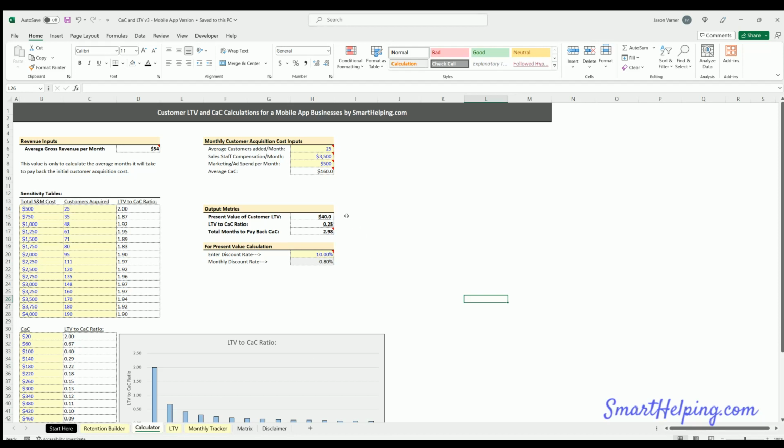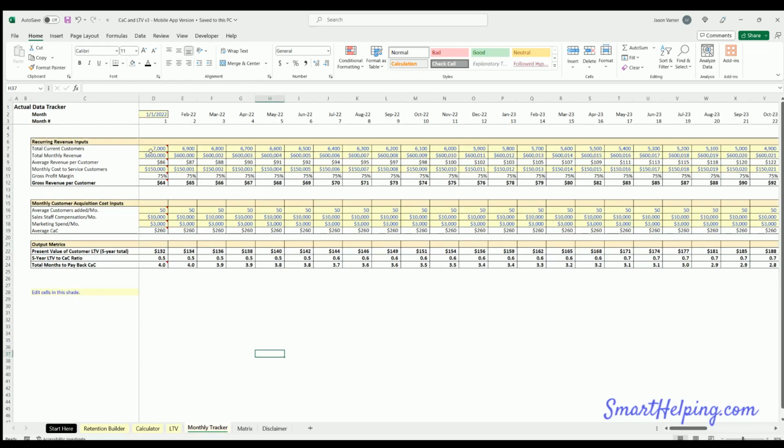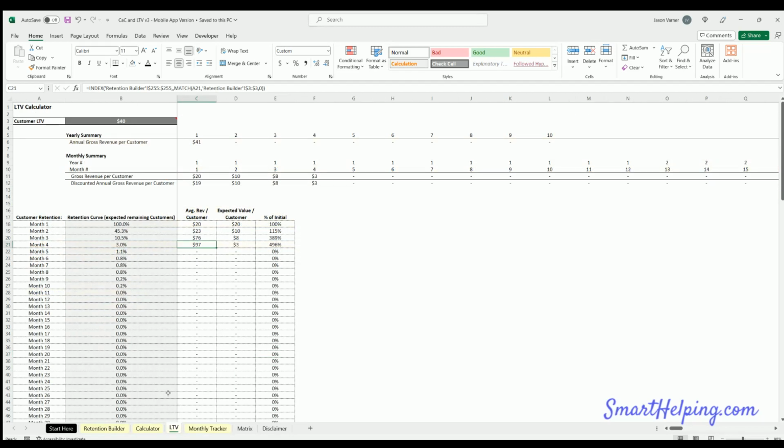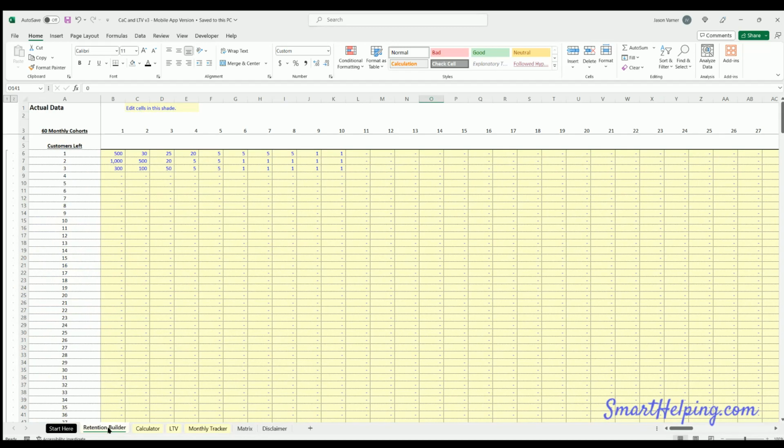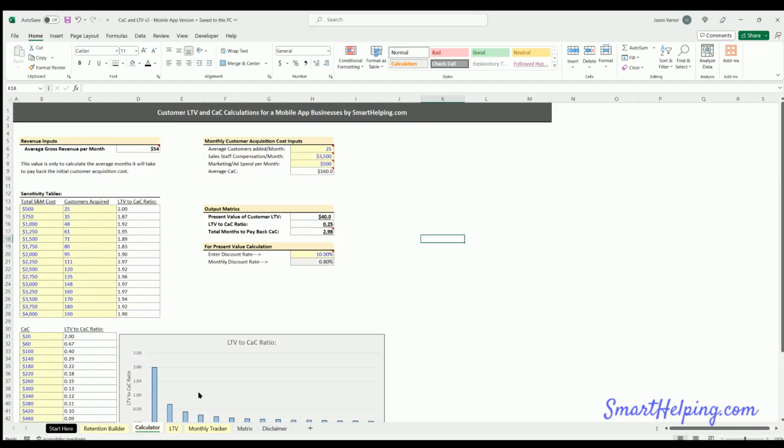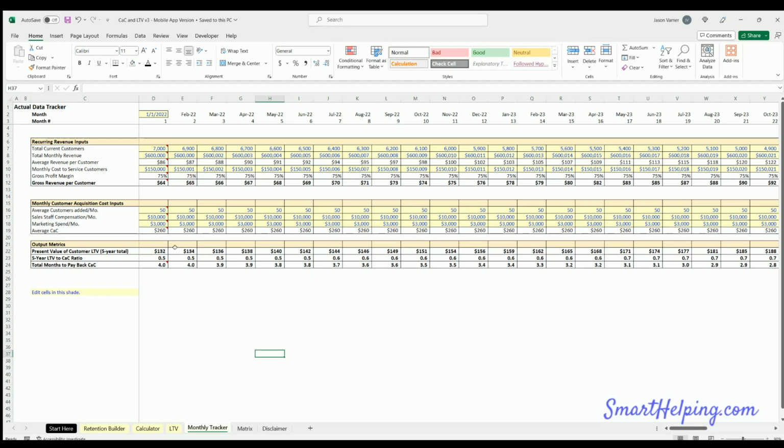The main thing we're trying to get to is the present value of the customer LTV. That's the main data point we're going to pin everything else to, and that's how we get to a lot of these other calculations. You'll also see that there's a monthly tracker where you can look at some data you have from your app each month, enter it, and then it's going to apply these different curves based on your actual historical data, which we're going to talk about in a second. Then you can see how your present value of the LTV, the ratio, and the total months to pay back adjust based on all of these different things.